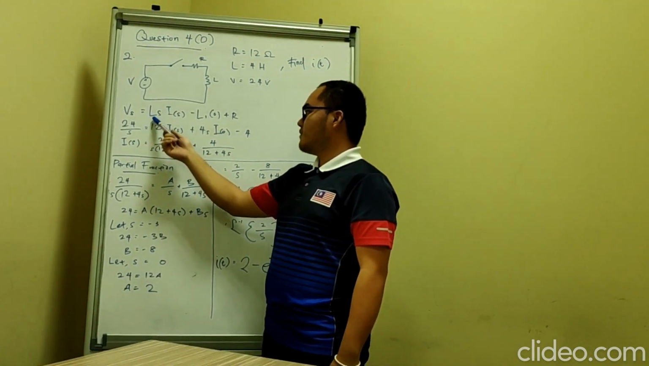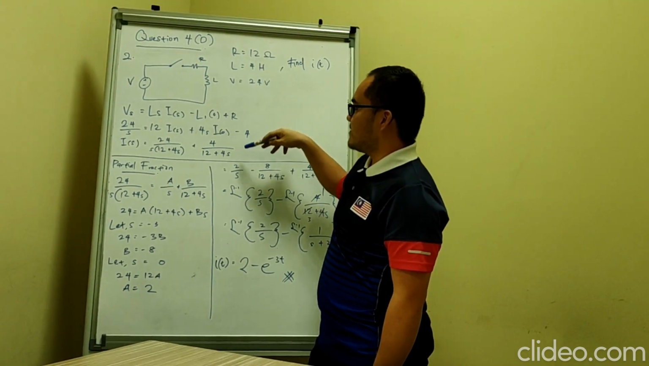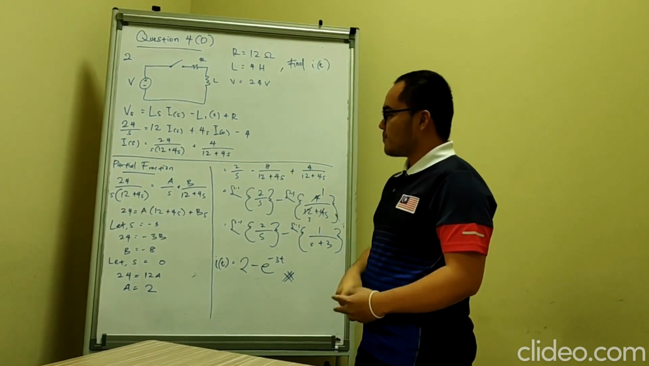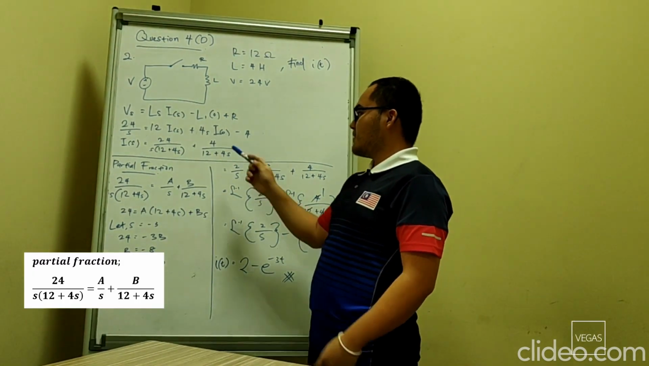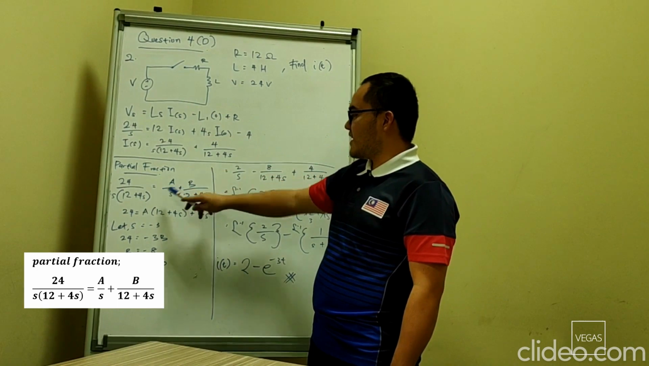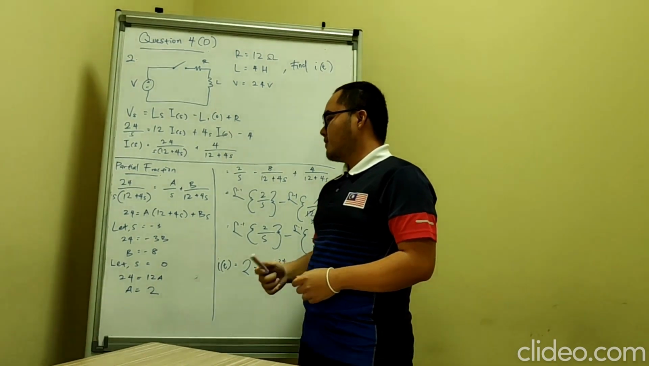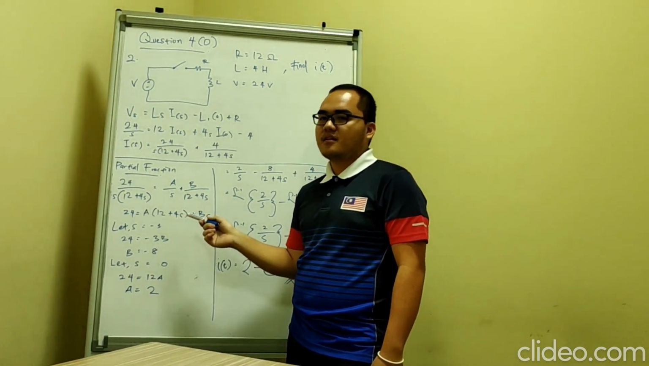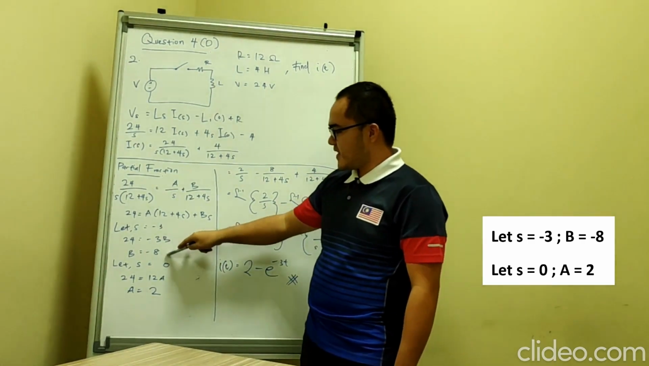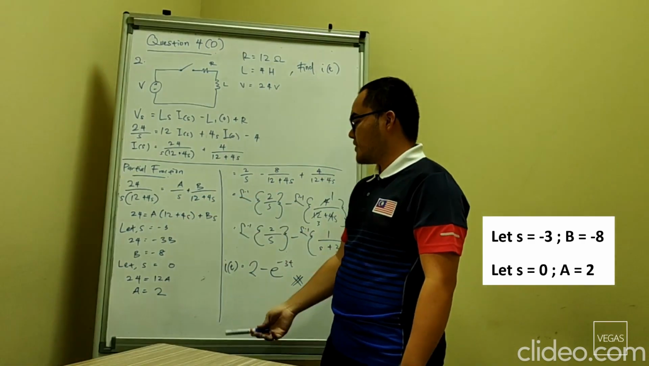Okay, this is the equation for the frequency domain, and this is the answer for the current in the frequency domain. For the partial fractions, first we need to find the values A and B. First we find the value for B. We assume s as negative 3, and then we get negative A. For A, we assume s equal to 0, and then we get 2.